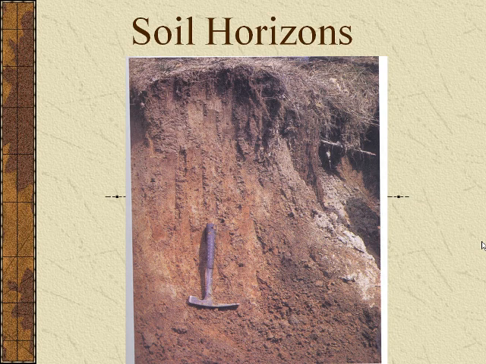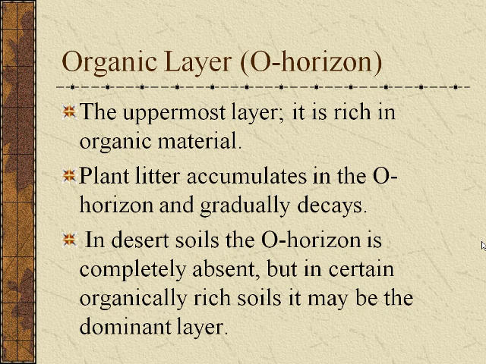Okay, so looking at soil horizons, this is those layers. You can see up close those layers. The O horizon is the organic layer. That's the uppermost layer. It has a lot of organic material in it, all the plant stuff, all the dead, decaying stuff, all the bacteria. Plant litter accumulates in that and decays and breaks down.